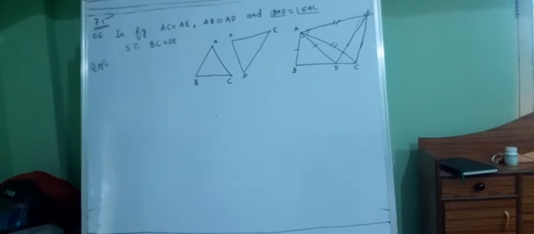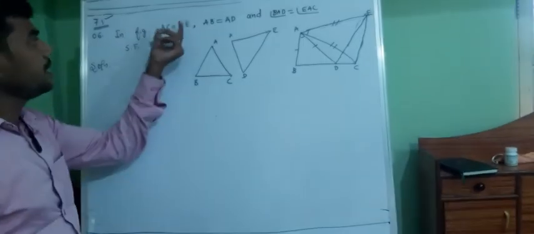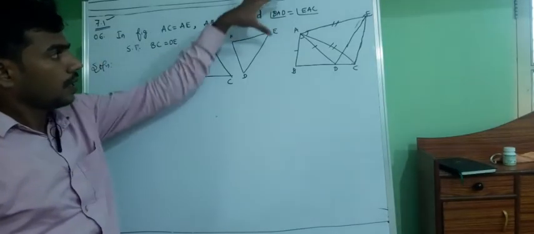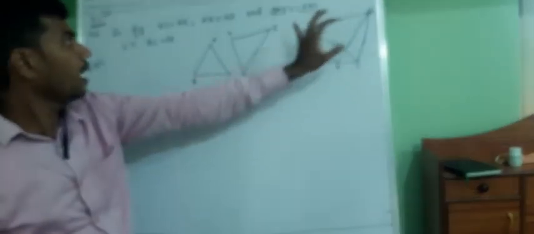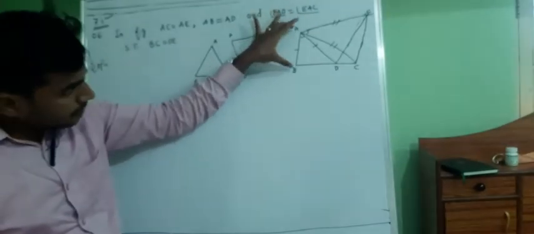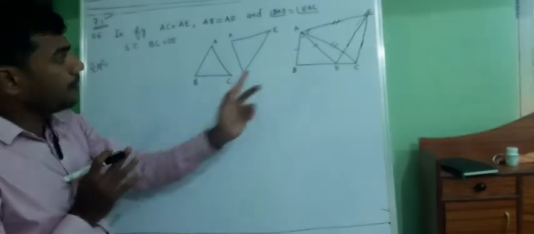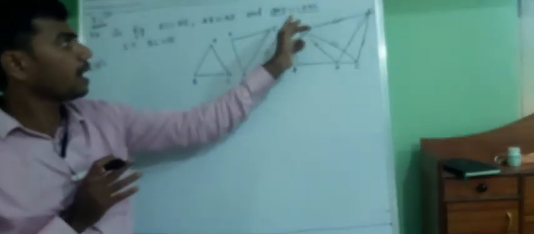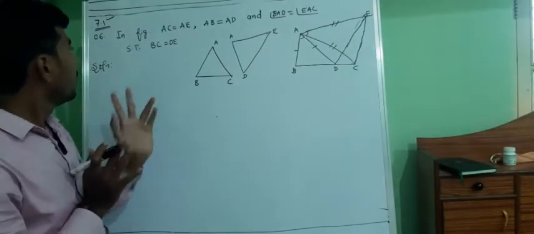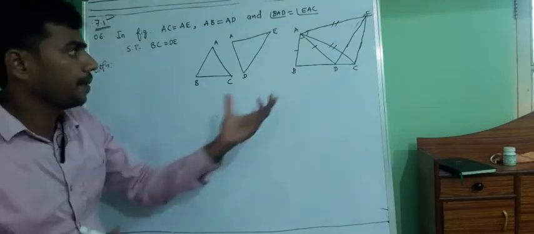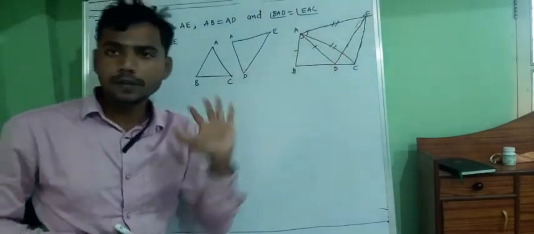Sixth question. In the figure, AC is equal to AE and AB is equal to AD, and angle BAD is equal to angle EAC. Show that BC is equal to DE. This BC is equal to DE we need to show.